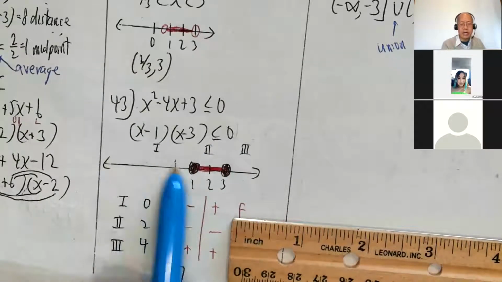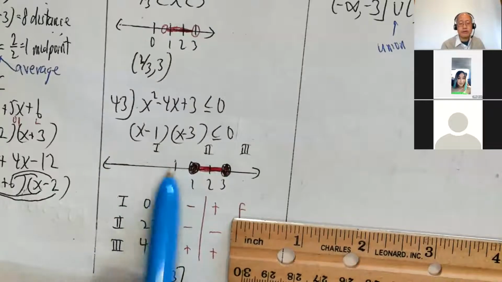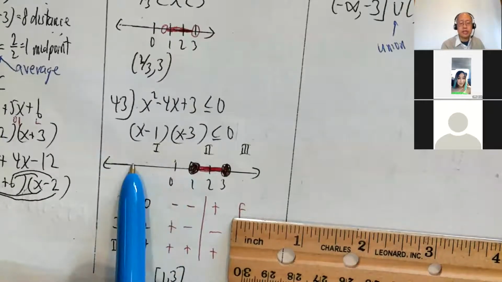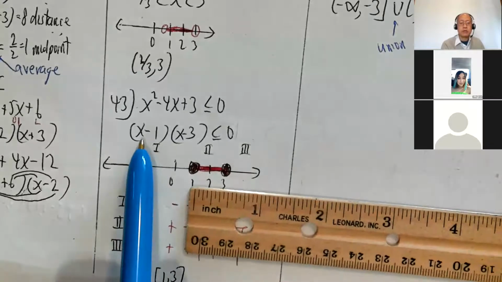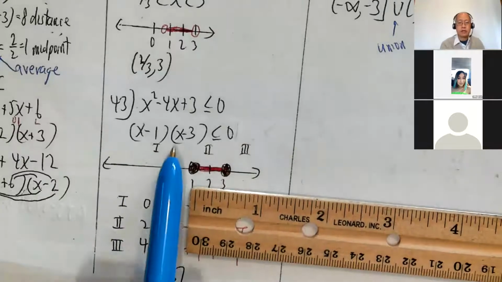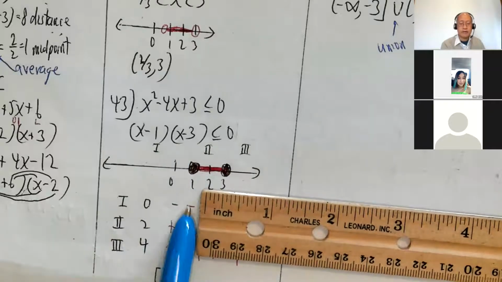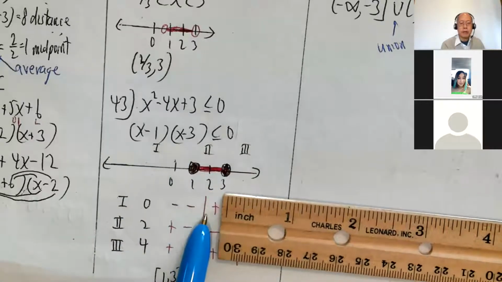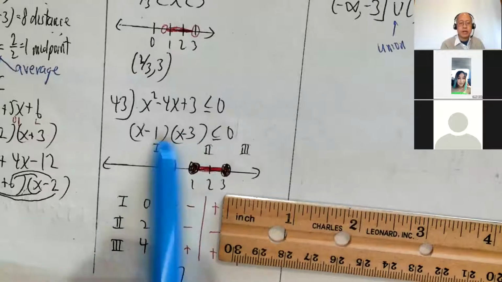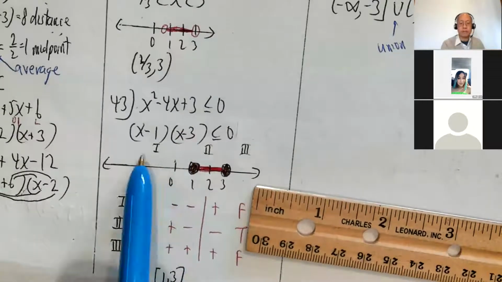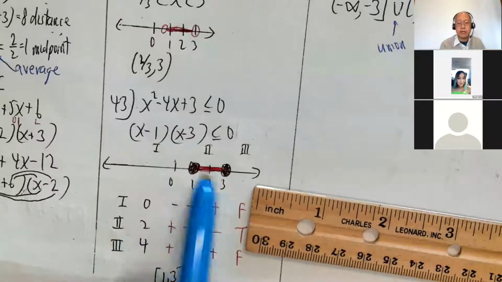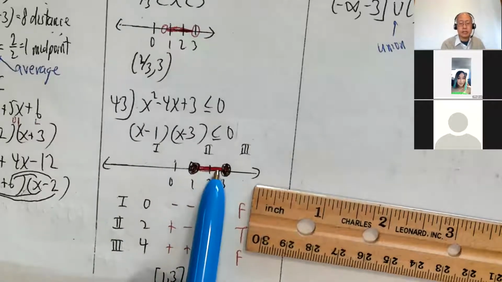Which means I do not shade in region 1. False means don't shade it in. True means shade it in. So one more time, plug in 0. 0 minus 1, negative. 0 minus 3, negative. Negative times a negative, positive. Positive less than or equal to 0. No, that's false. So don't shade in region 1. Evidently region 2 is going to be true because I must have shaded it in.